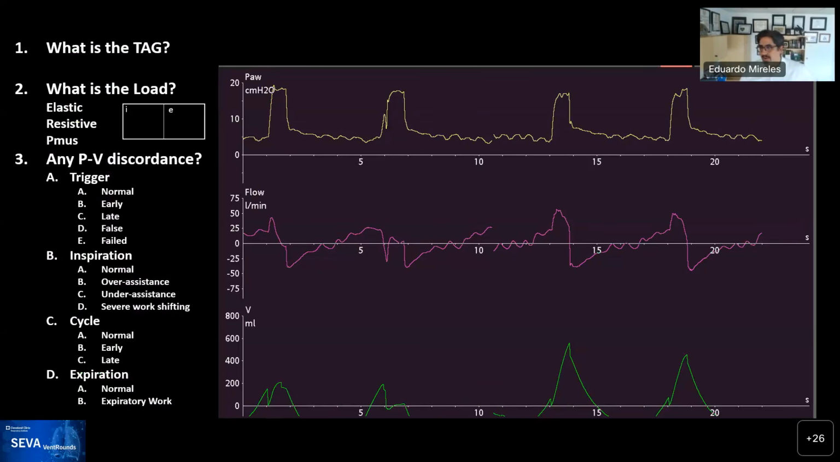Right, and I see one of the attendees has put in the tag. The tag is PC-CMV. What that stands for is that we're controlling the pressure during inspiration, and so you can see that the ventilator is maintaining the pressure during the inspiration throughout.